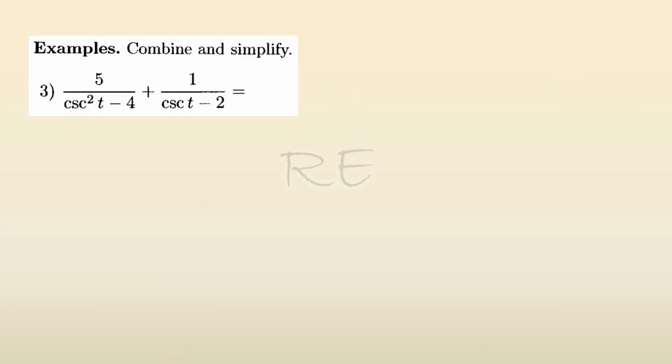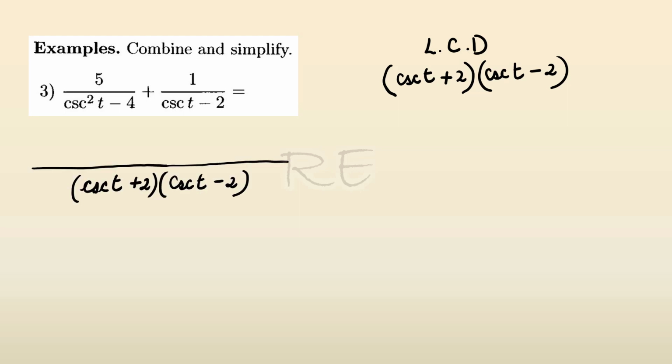We need to find the LCD between cosecant squared t minus 4 and cosecant t minus 2. Cosecant squared t minus 4 is a difference of squares. It is cosecant t plus 2 times cosecant t minus 2. Since it is also a multiple of cosecant t minus 2, our LCD is just cosecant t plus 2 times cosecant t minus 2. Now the first one has the LCD. We just multiply it by 1 over 1. We get 5. 5 stays the same.